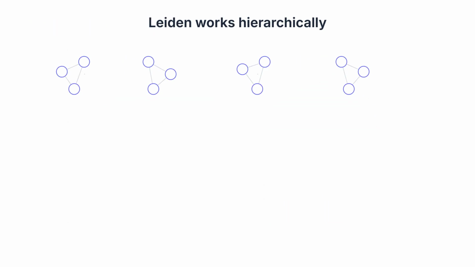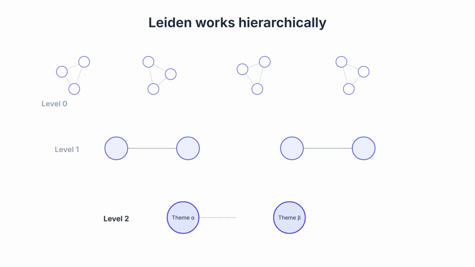Here's the part that makes Leiden perfect for GraphRAG: it works in levels. First, it finds small local communities. Then it collapses each one into a single supernode and clusters again. Repeat and you get a hierarchy. Level 0 is fine-grained neighborhoods, higher levels are broad themes. One run, many resolutions of the same corpus.